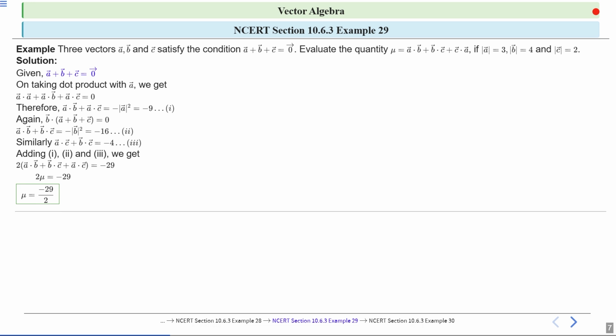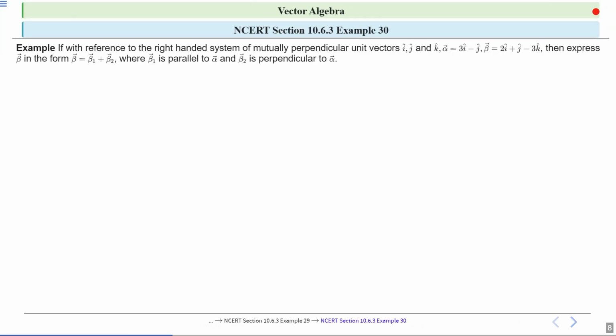Let's move to the next part. Next is NCERT section 10.6.3 example 30, which says with reference to the right-handed system of mutually perpendicular unit vectors i cap, j cap and k cap, if alpha vector is equal to 3 i cap minus j cap, beta vector is equal to 2 i cap plus j cap minus 3 k cap, then express beta vector in the form beta vector is equal to beta 1 plus beta 2, where beta 1 is parallel to alpha vector and beta 2 is perpendicular to alpha vector. Got it. So let's see how we can solve this.